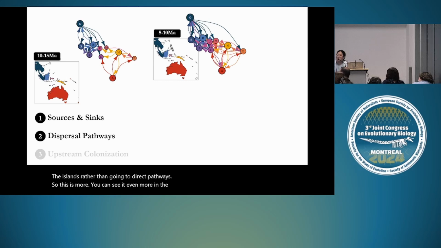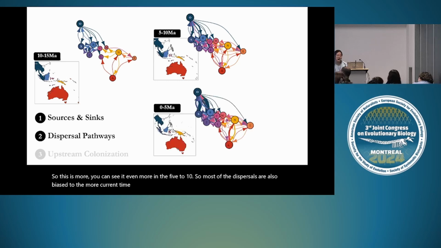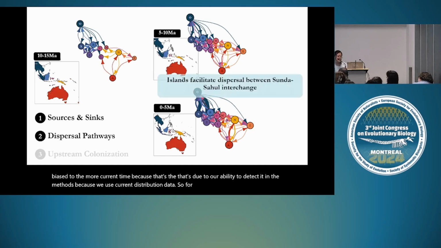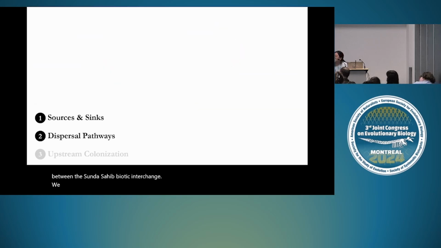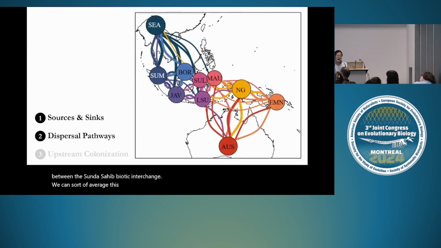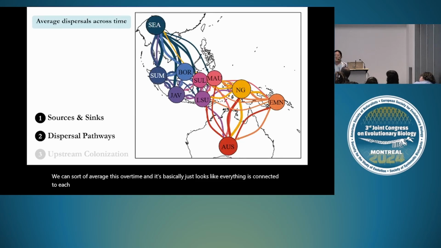Most of the dispersals are also biased to the more current time, because that's due to our ability to detect it in the methods, because we use current distribution data. So to conclude on the dispersal pathways, basically the islands, especially in the more current time periods, are facilitating dispersal in the Sunda-Sahul biotic interchange. We can average this over time, and it basically looks like everything is connected to each other. And that's just because it's averaged over time.